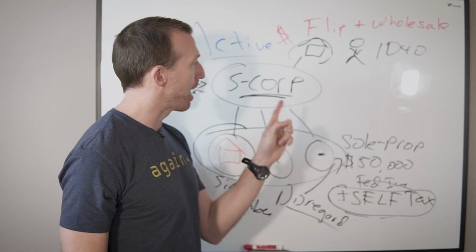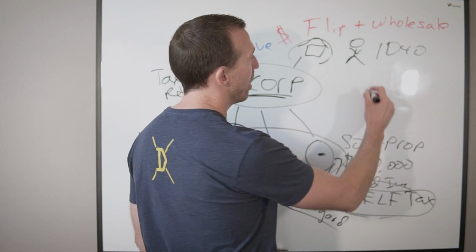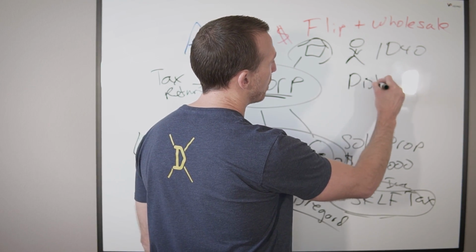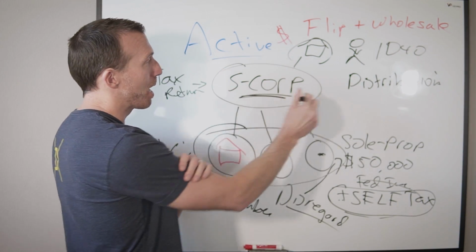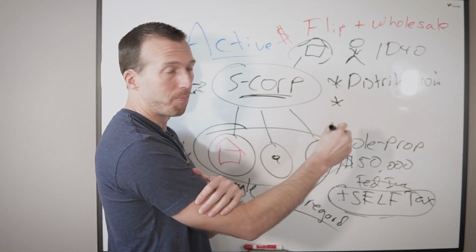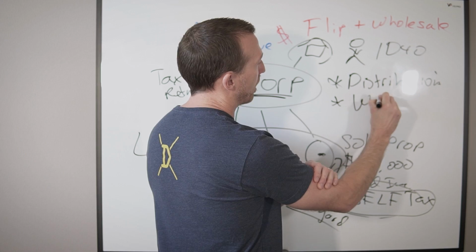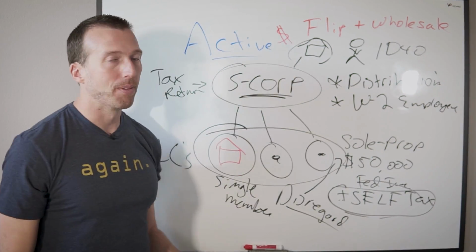And there are 2 ways that I receive income personally from my S Corp over here. One of them is called distributions. And the only catch, which is why an S Corp is not for everybody, is the other way I receive money from the S Corp is I get W-2 income, right? So I'm an employee. So this is important, right?